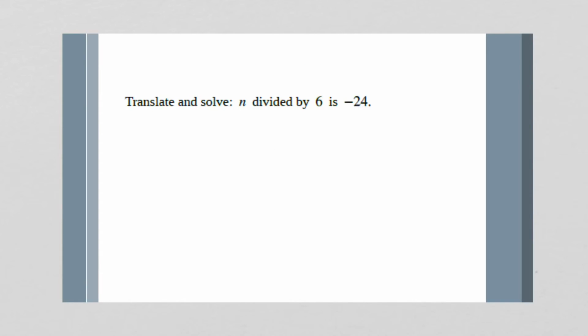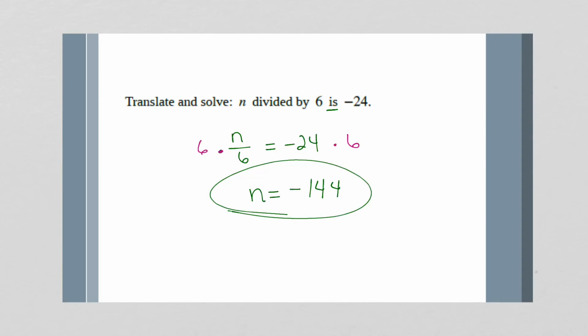Alright, so on this one they want us to translate and solve. N divided by 6 is 24. Remember, is means equals. So n divided by 6 is negative 24. Don't give me an answer of negative 4. If you put negative 4 in there, you're going to get out negative 2/3. That's not good. So what we want to do is we want to multiply both sides by 6. So n is equal to negative 144, not negative 4.